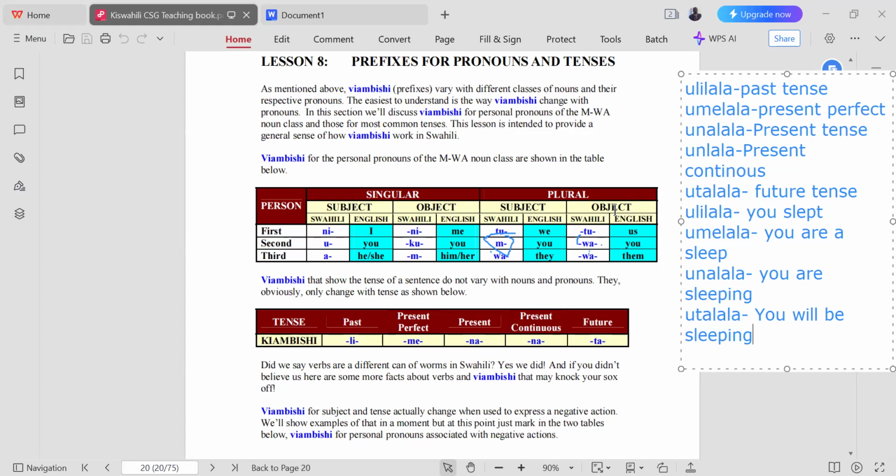In the plural we have the prefix wa. There's a difference between you and they, but English does not bring that difference out explicitly. When you use you, most of the time you mean a person, but English also calls a group of people you. But when you say they, it's no longer you, it's far away.